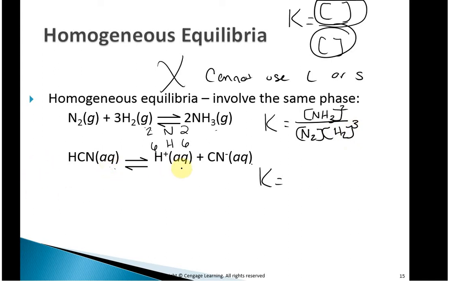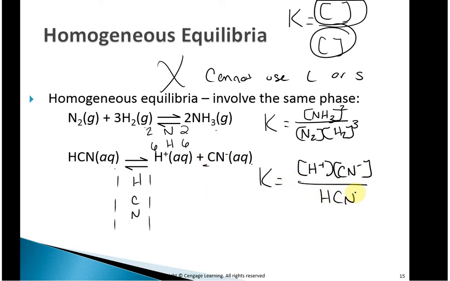Down here, aqueous, aqueous, aqueous, they are all going to go in here. Let's make sure that we are balanced. 1, 1, 1, 1, 1, 1. We're good. So here, products are going to be H plus raised to the 1 power times the concentration of cyanide raised to the 1 power because its coefficient is 1, over the concentration of HCN. And just like that, we have our equilibrium expression.